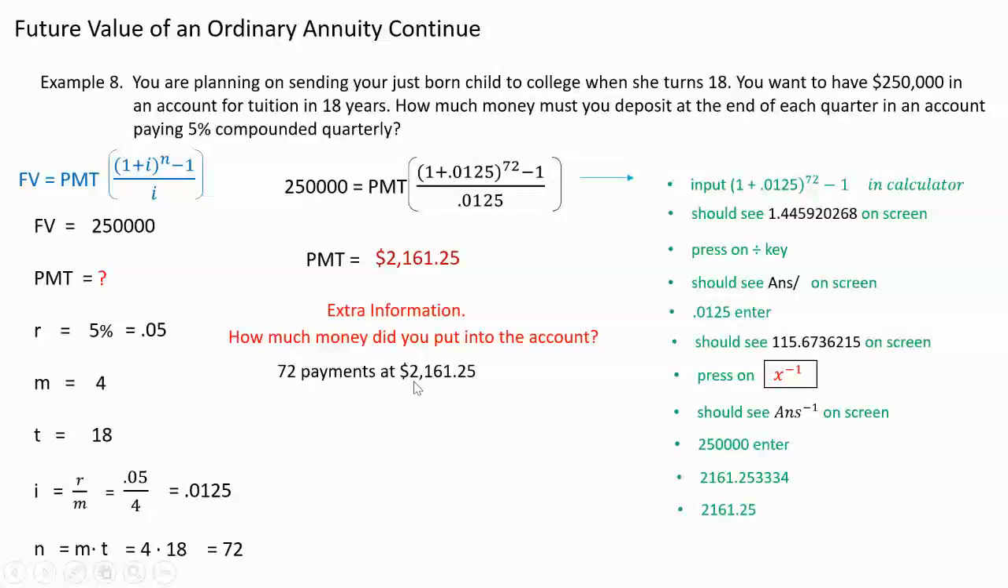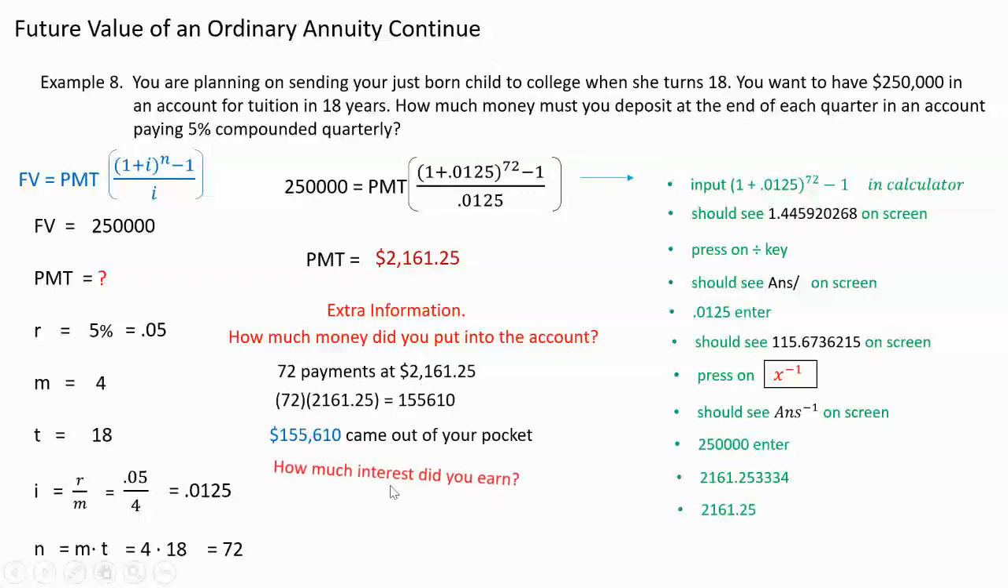$2,161.25. So you multiply 2,161.25 by 72. So you get 155,610. That's how much came out of your pocket. So the rest that you earn is interest, which is not bad at all. So you put in 155,000, so you made almost 100,000 of free money in interest.